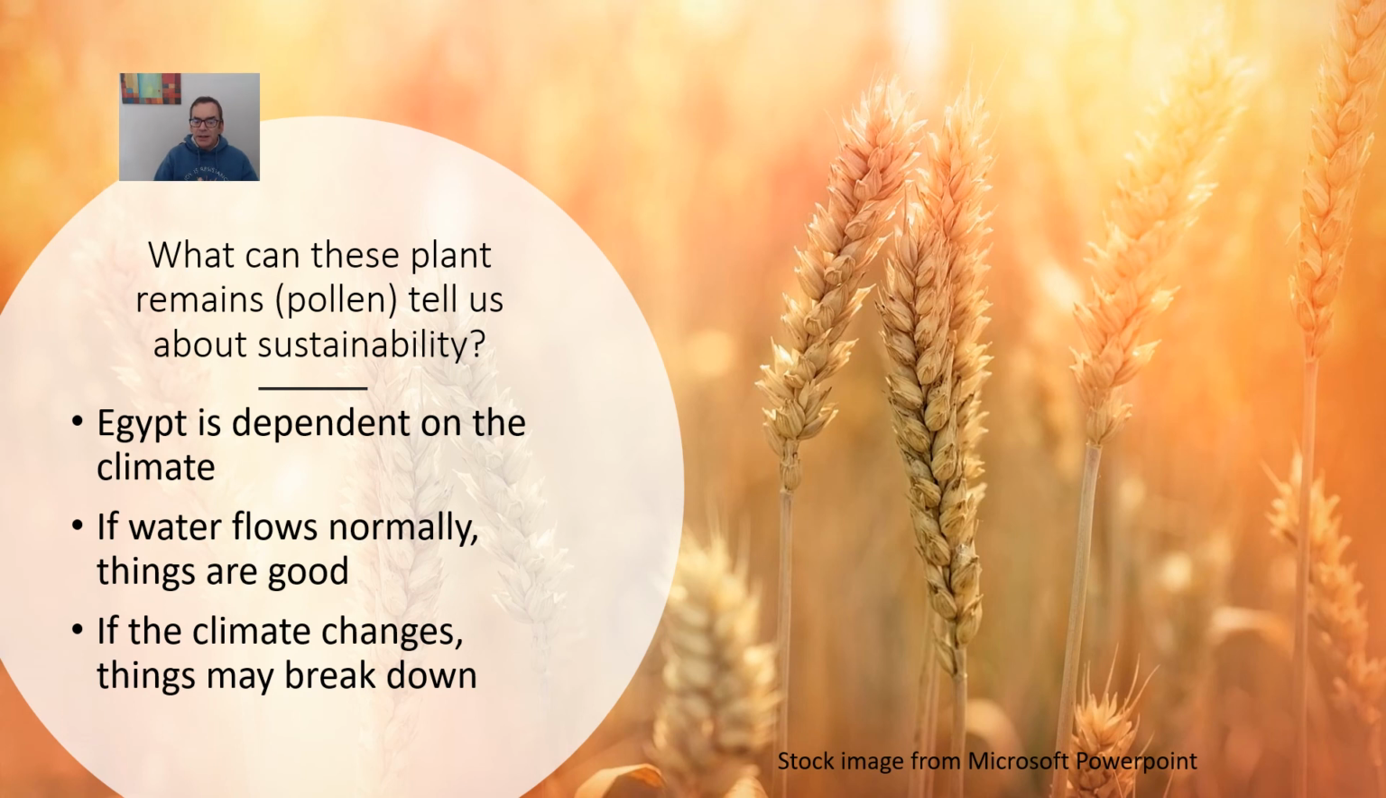Now, what can this pollen and charcoal tell us about sustainability? It's really the same answers that we looked at before. Egypt, of course, is totally dependent on the climate. When you have water flowing normally in the good years, then things are good: you have good crop yields, good rations to send out to people, and large buildings can be made during that period of time. If the climate gets drier and the Nile flows are reduced, then things can start breaking down. That's probably what's happening at the end of the Old Kingdom and at the beginning of the First Intermediate Period, which is what we'll look at next week.